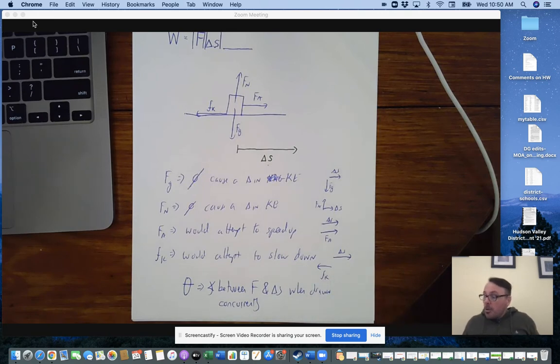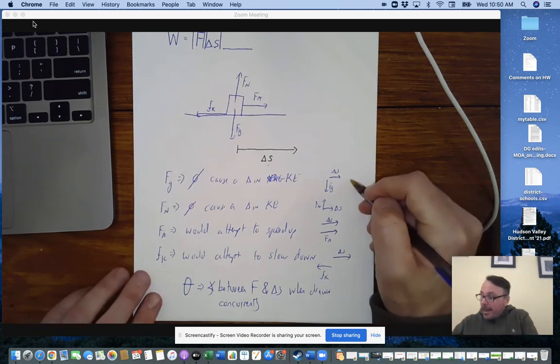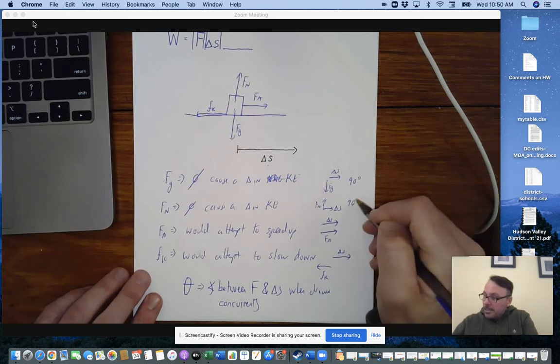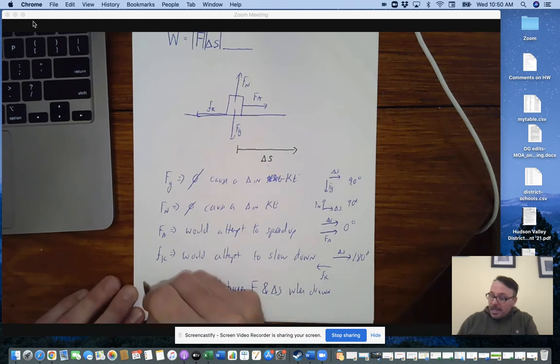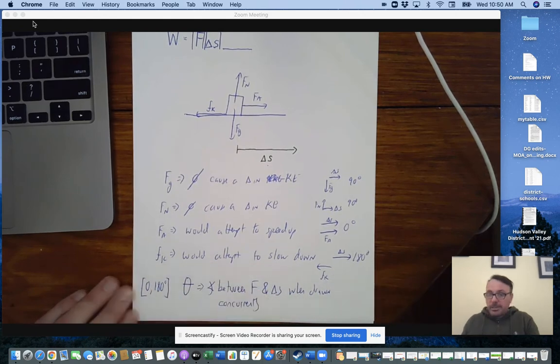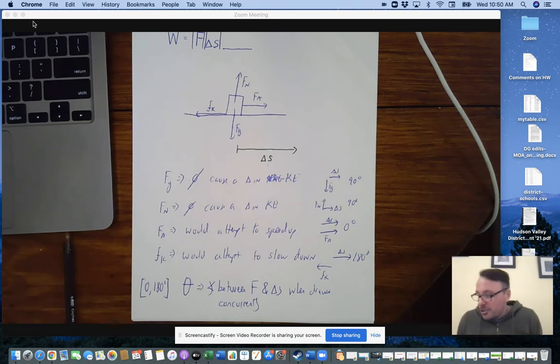What do you notice? Well, here that angle is 90. Here the angle is 90. Here that angle is 0. Here this angle is 180. And theta in this case has a domain of 0 to 180 degrees inclusive. So there's a domain restriction there. It doesn't make sense to talk about a 270-degree angle here, right? That's just a 90-degree angle the other way.